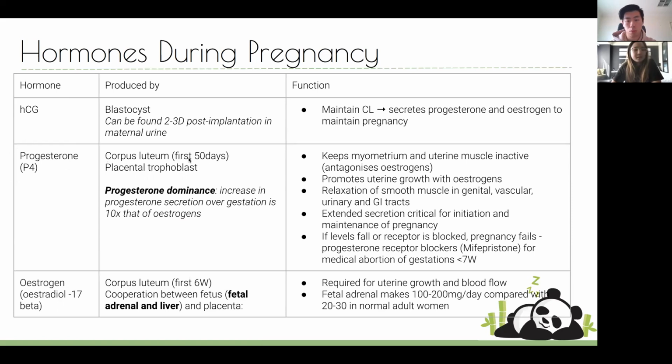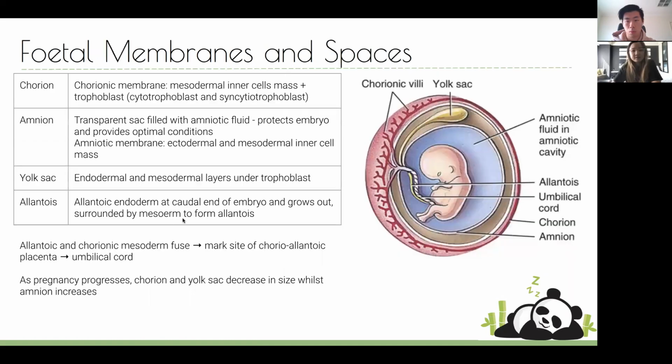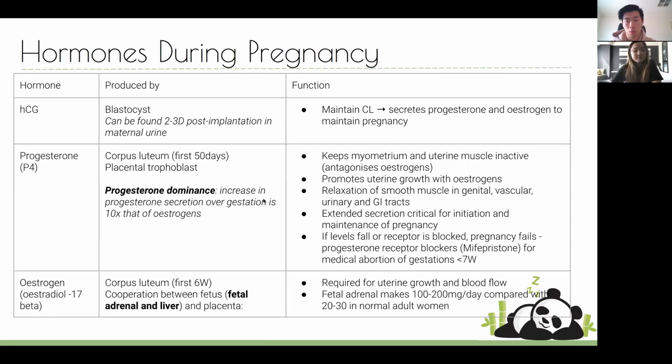Progesterone is secreted by the corpus luteum for the first 50 days, and then it's produced by the placental trophoblast. You have this thing called progesterone dominance during pregnancy, and that just means that progesterone is sky high. I wonder if I have a graph. No, okay. It just kind of rockets up. And there's heaps more progesterone than estrogen. That's because progesterone is involved in a lot of things. It antagonizes estrogens and keeps the myometrium and uterine muscle inactive, so you're not trying to give birth to a baby that's not ready.